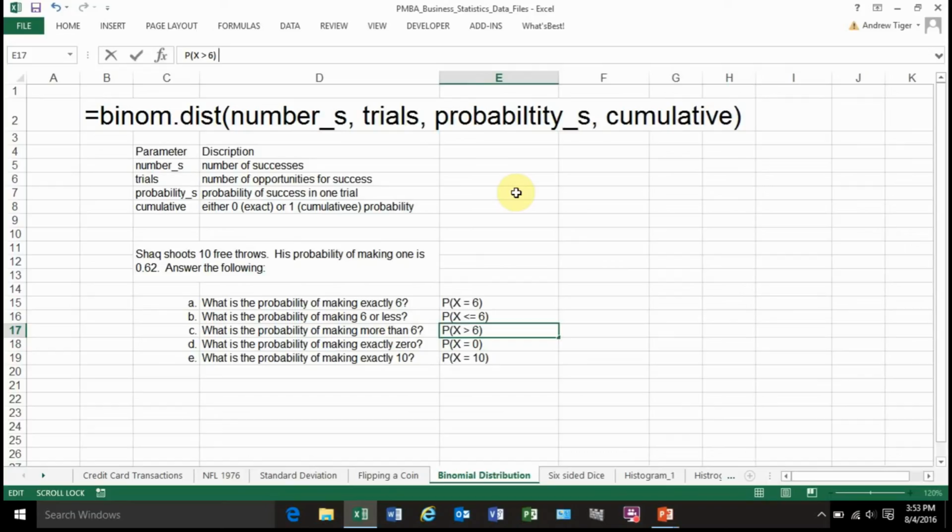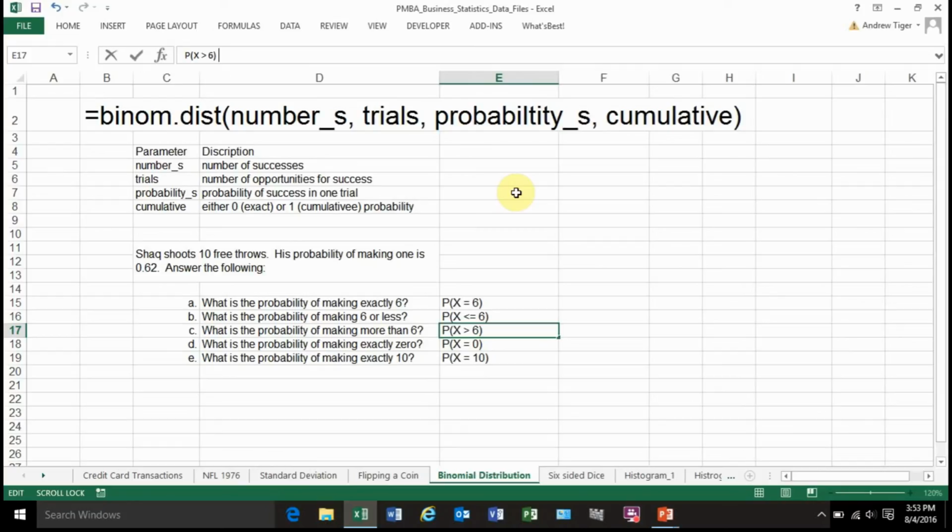And then cumulative is a flag variable. It takes on a value of either 0 or 1. I think you can use true or false. And it represents, do you want the exact probability or the cumulative probability? So with this formula, and there's other ways to have done it, you can use a calculator. There's a complicated formula if you want to do it by hand. But Excel lets us do it really quickly using this formula.